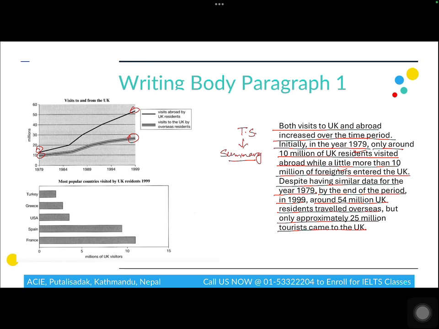I also mentioned that there was a significant growth in the number of people who visited from the UK outside, and I demonstrate that by saying that while this number grew from 10 million to 54 million, the other number grew only to 25 million, right? So that shows that there is a significant and a gradual increase. So you should be able to explain whatever you are mentioning in your overview by presenting the data points.